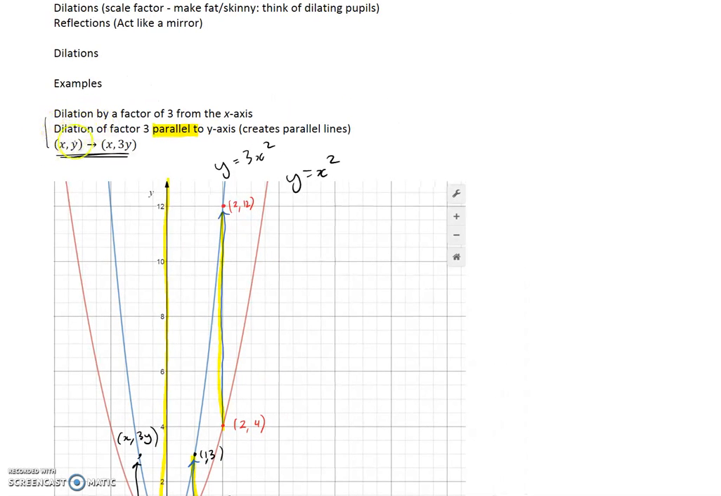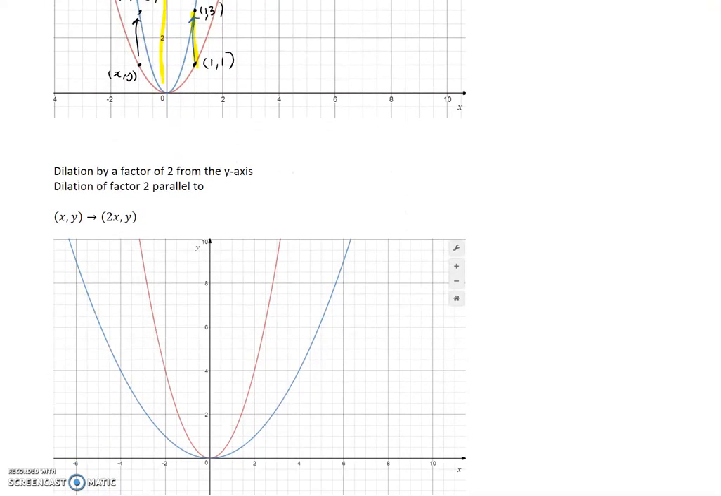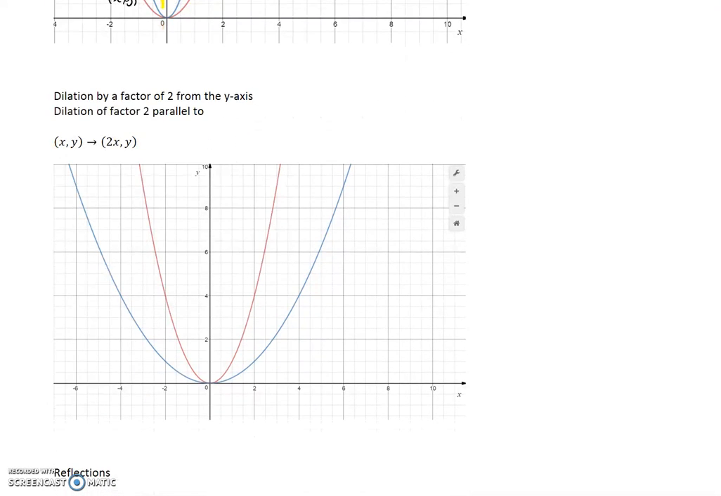Alright, so we need to know dilations, and we need to know all of that: the language from the x-axis and parallel to the y-axis, and we also need to know how to write it with this sort of rule. Okay, (x, y) is transformed to, or mapped to, (x, 3y). The next one will go through dilation by a factor of 2 from the y-axis.